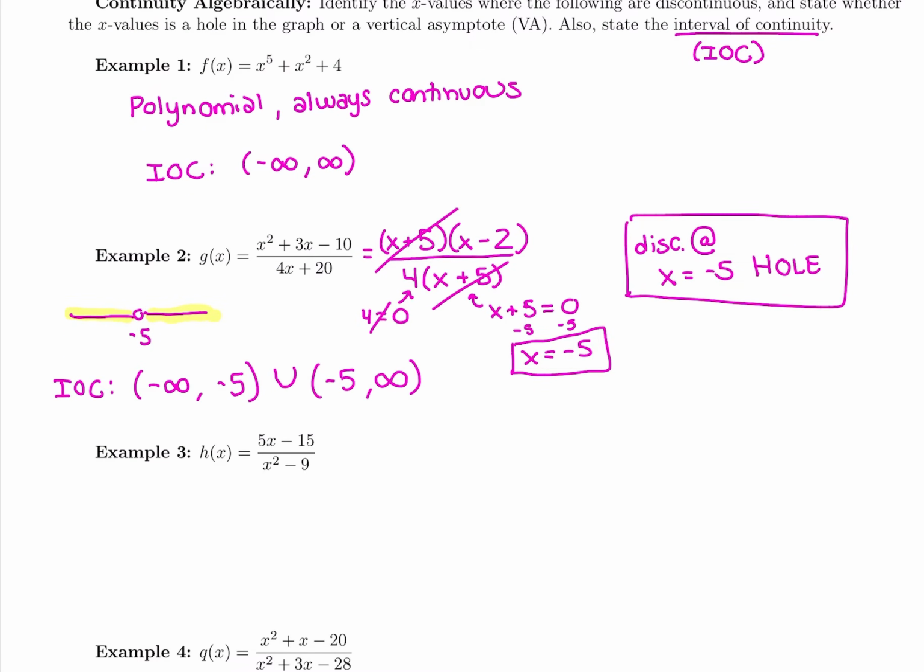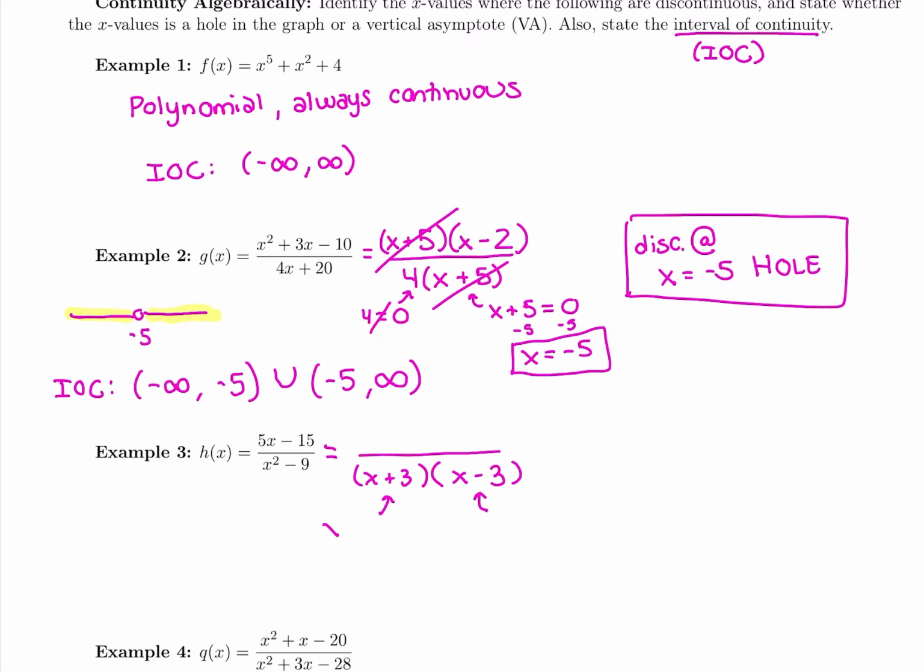Let's do that again. We have h of x. It has a denominator. We want to see what would make us divide by 0, so we need to factor that denominator. X squared minus 9 is a difference of two square numbers. What's getting squared is x and 3. So it's going to be x plus 3, x minus 3.